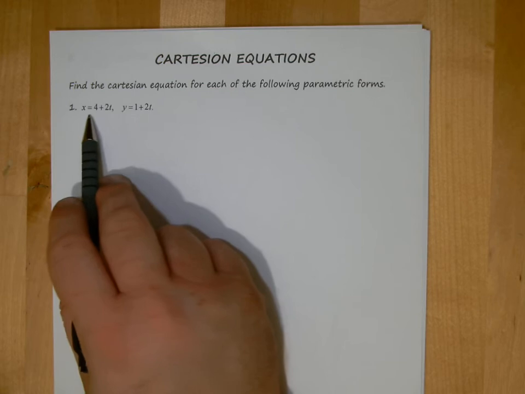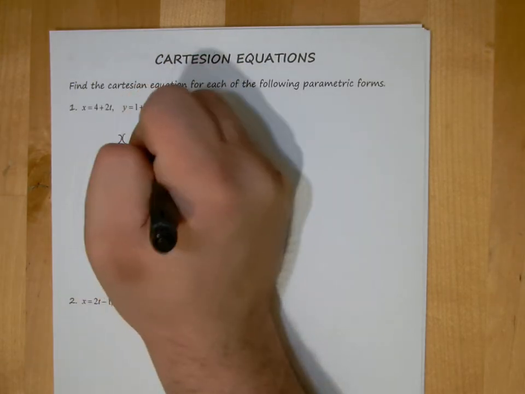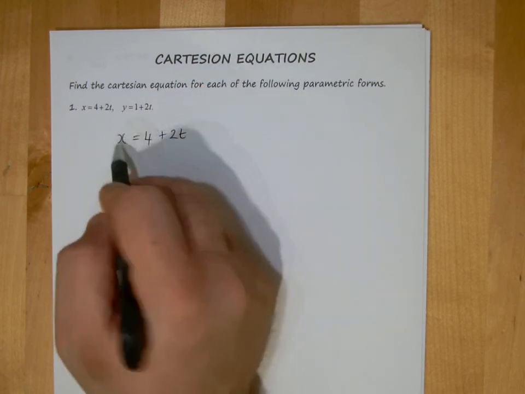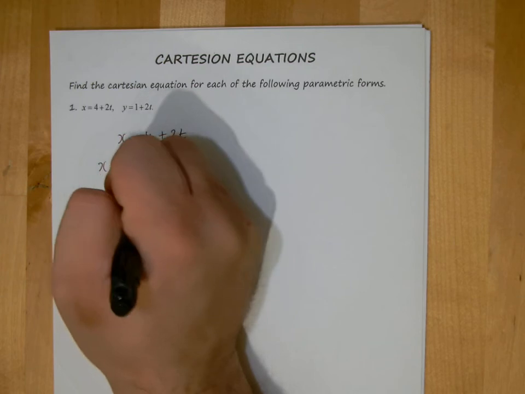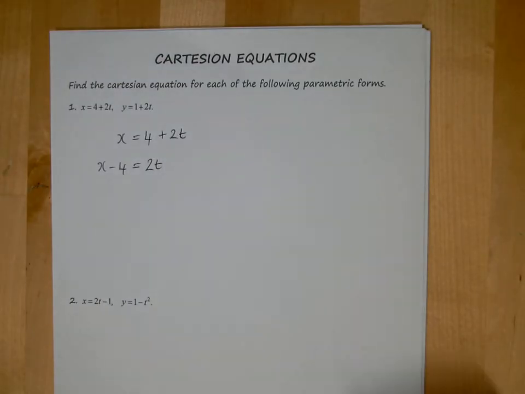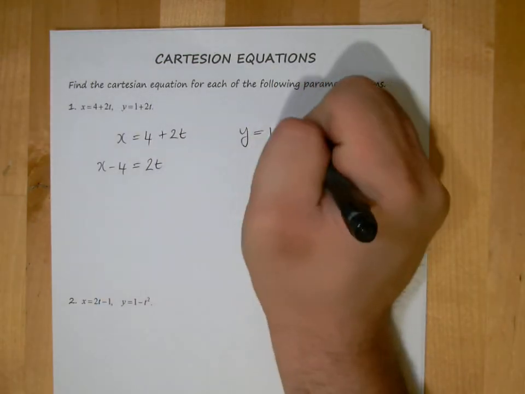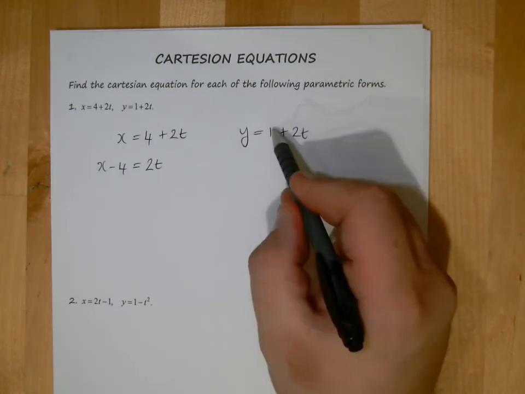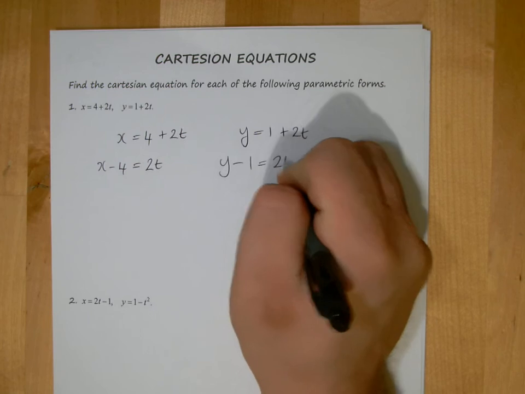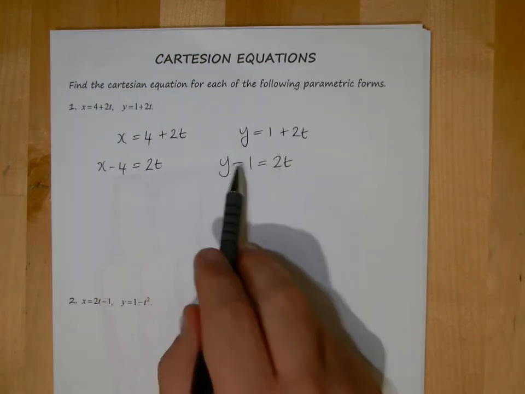This one's quite straightforward, because with the first one, we can rewrite it, can't we? We've got x equals 4 plus 2t. So we can take that 4 over the other side and we have x minus 4 equals 2t. And we can do the same to the second one. We've got y equals 1 plus 2t. Well, we can take that 1 over, so it will become y minus 1 equals 2t. So I've got expressions now for 2t in terms of x and in terms of y.